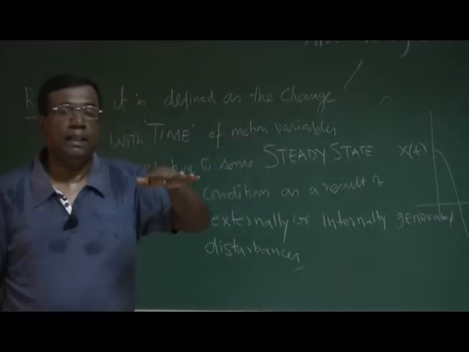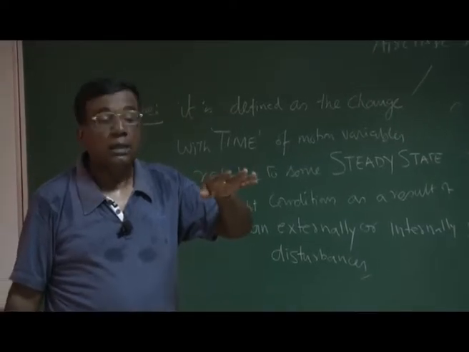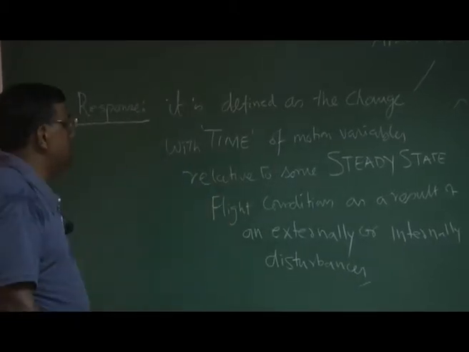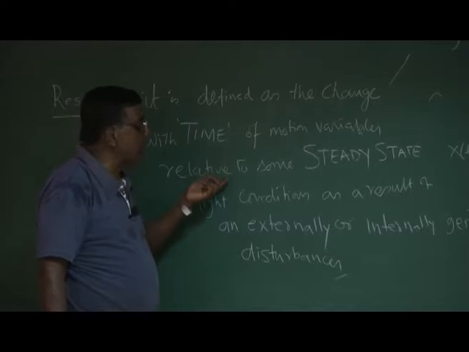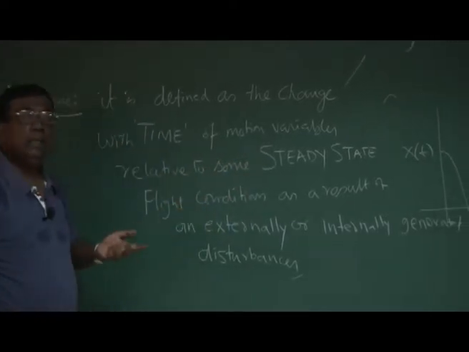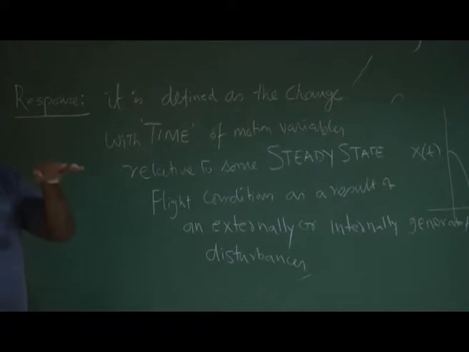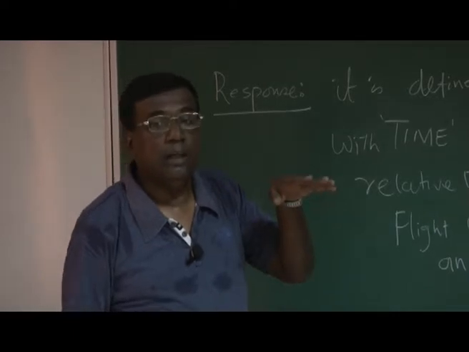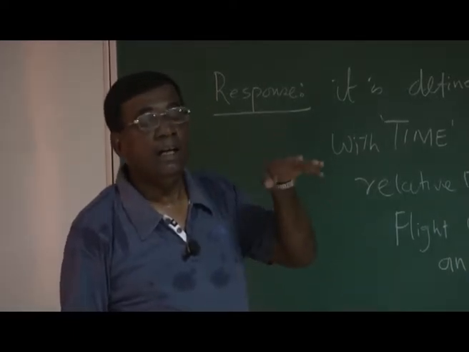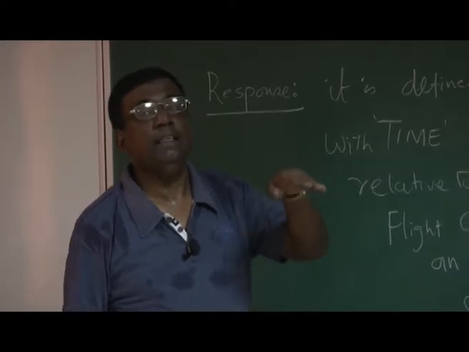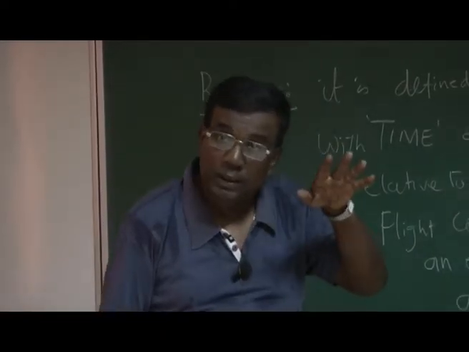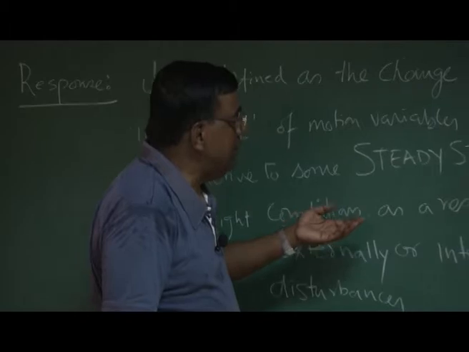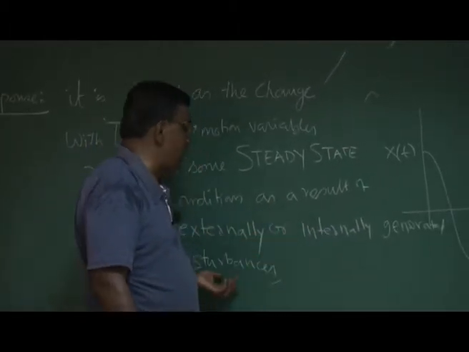When an aircraft is moving like this, one of the motion variables is angle of attack, one of the motion variables is Q, pitch rate, speed, so many things, right? Motion relative to what? Relative to some steady state flight conditions. Let's say we have taken a cruise. At cruise, it is flying at an alpha or angle of attack of 2 degrees. And the disturbance has caused, say, additional 0.1 degrees. We are seeing how this 0.1 degree is changing with respect to the steady state, which is 2 degrees, right? So relative to steady state flight condition, why this has come? As a result of externally or internally generated disturbances.